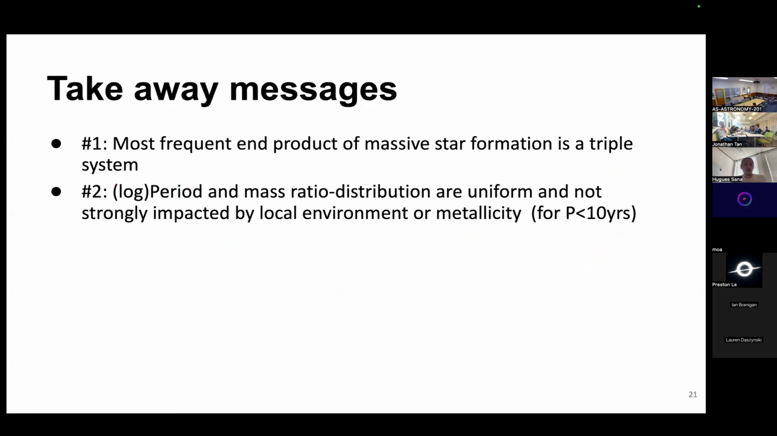So that's the takeaway message number 2, that the log period and the mass ratio distribution are more or less uniform and they're not strongly impacted by the local environment. There again, we are limited to objects with a period of 10 years because that has been done with spectroscopy.